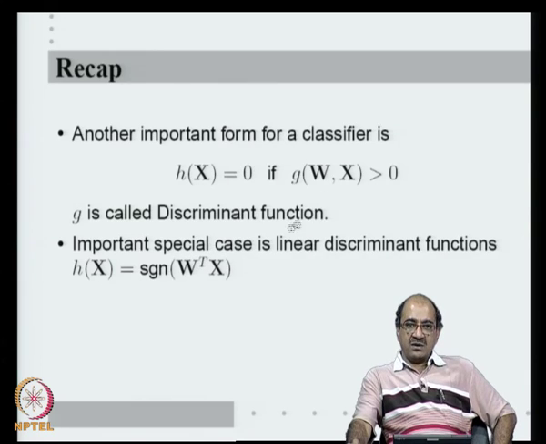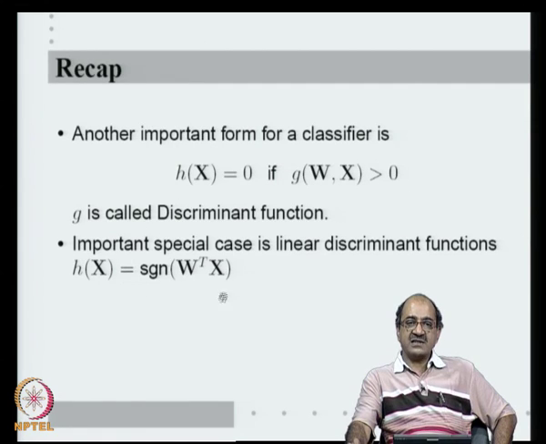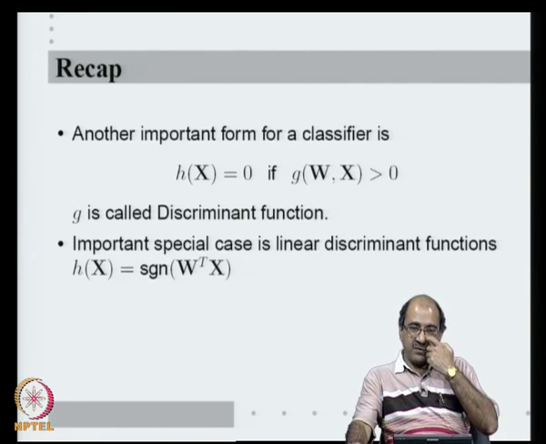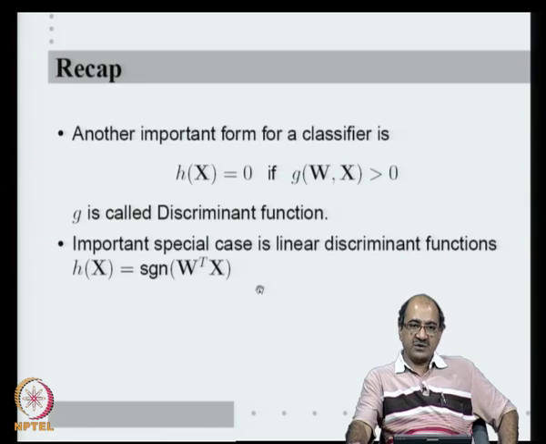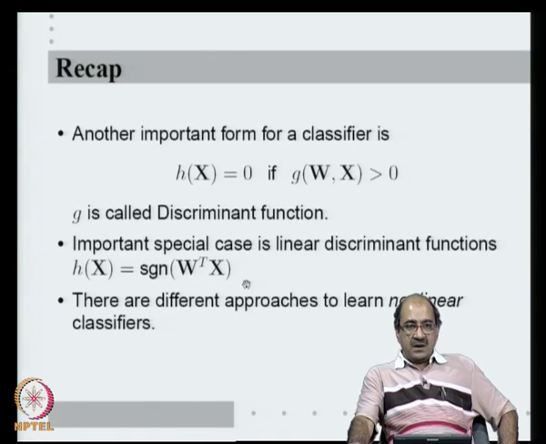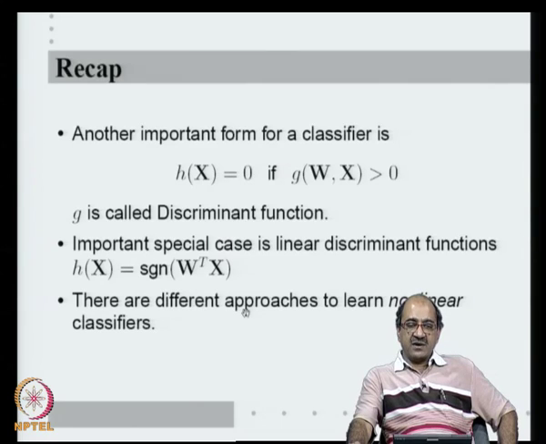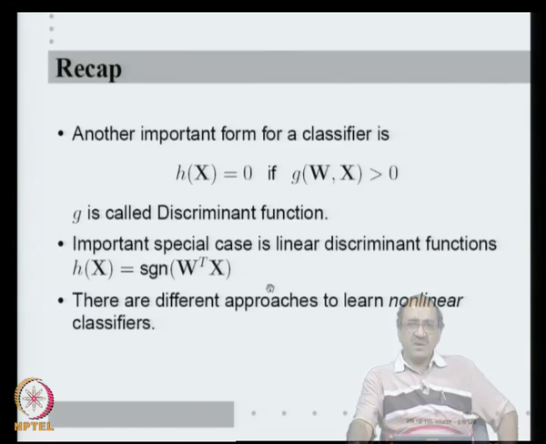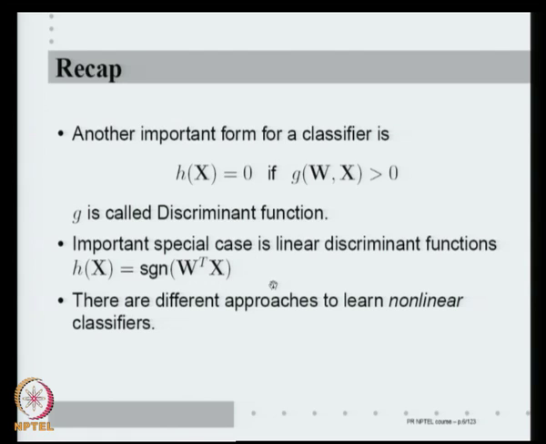Okay. So, essentially when g is a linear function like this, and h of x is 0 if g of x is greater than 0 and 1 otherwise, I can essentially think of h of x as sign of w transpose x, and such a classifier is called a linear discriminant function. We have seen this also in our first two classes, and this is another important structure for a classifier. Okay. We have also seen different approaches for learning nonlinear classifiers. So, we will consider all of them through this course.